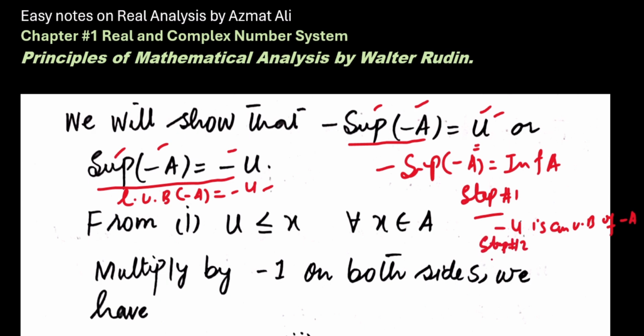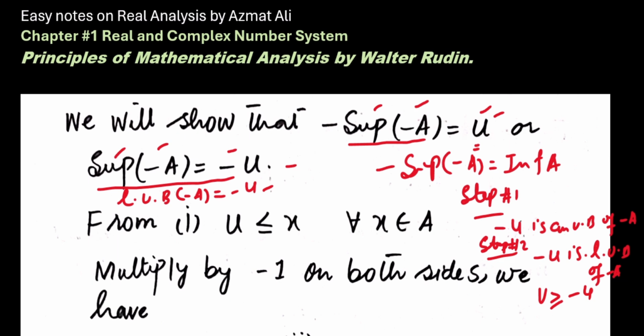And what will be the second step? In the second step, I will show that minus u is the least upper bound of minus a. To prove that minus u is the least upper bound, I will assume another upper bound of minus a that is greater than or equal to minus u. This will prove that minus u is an upper bound, but is it the least upper bound? So let us start from here.